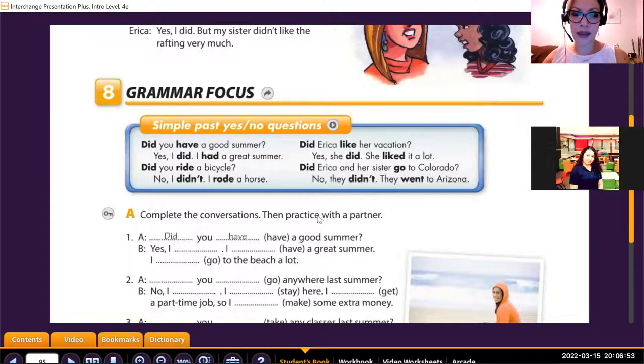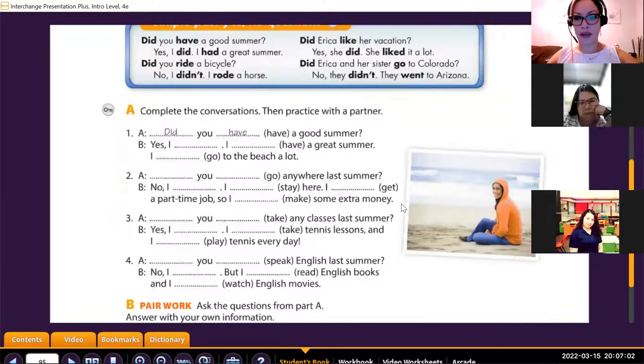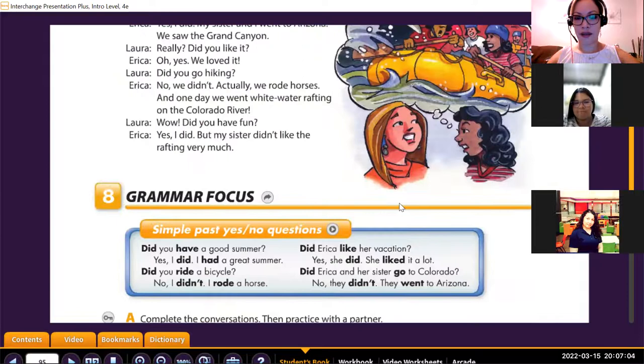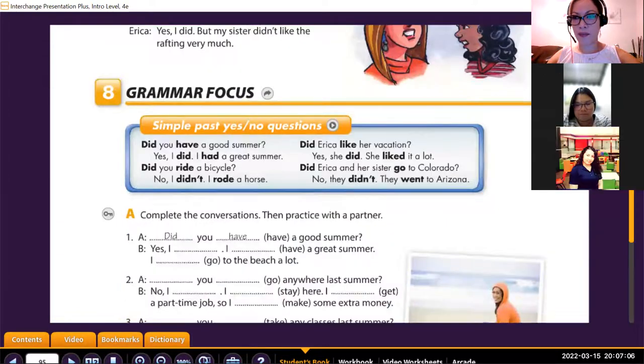Bien. ¿Preguntas? ¿Tal vez pronunciación? ¿O quisieran escucharlo otra vez? Sí, teacher. Quisiera escucharlo. Muy bien. Practiquemos nuevamente.